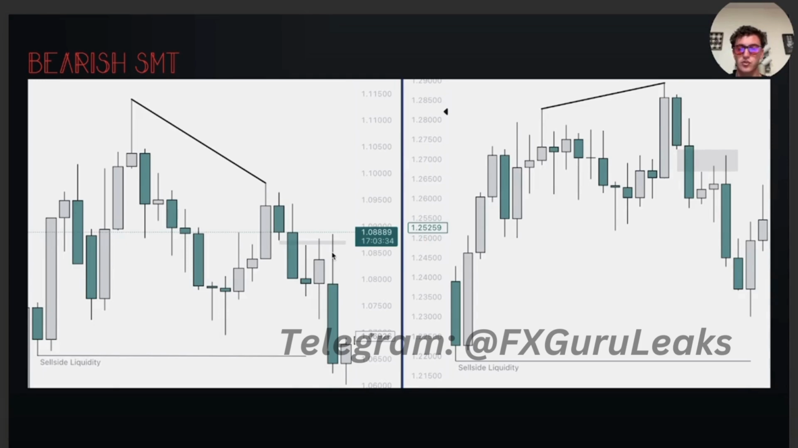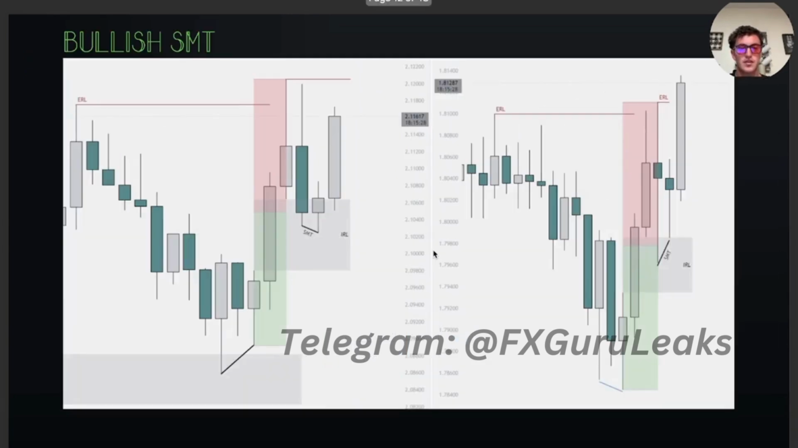So if I'm looking for shorts and I want price to take out this low, I want to put myself in a position where I'm shorting the weaker asset. So this making the lower high and taking out the low, and this one fails, is the perfect example as to why you should only be shorting a weaker pair, not a stronger one. The same thing goes for a bullish SMT.